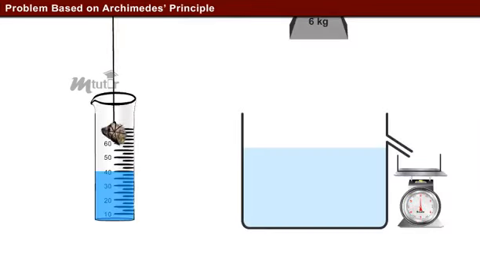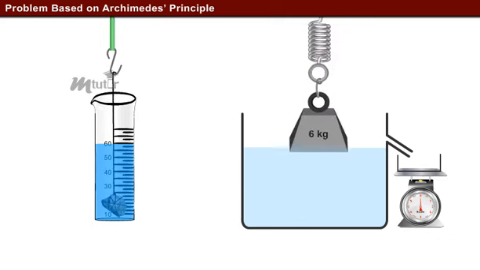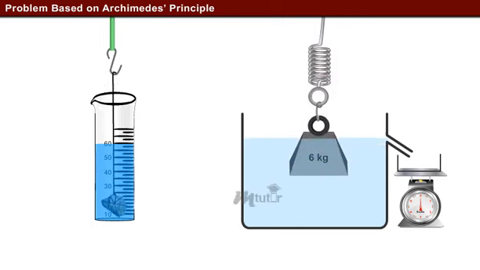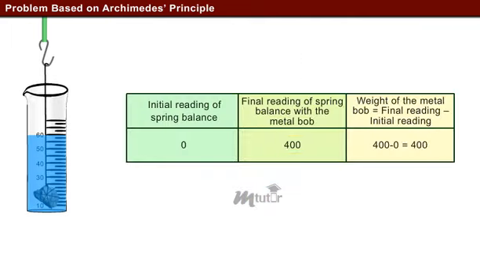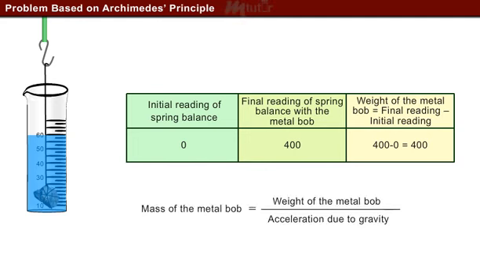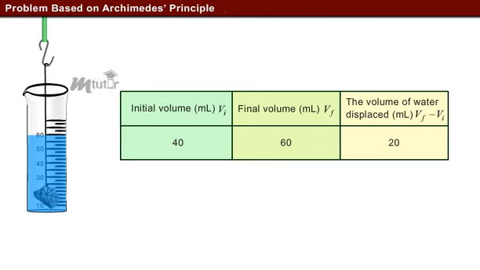This Archimedes' principle is also used to find the density of any object. Let's see how. We have already calculated the weight of the metal bob to be 400 Newton. From this, we can calculate the mass of the metal bob by dividing the weight by the gravitational value. And it is found to be 40.8 grams. We have also calculated the volume of water displaced. Thus the volume of the metal bob obtained is 20 milliliters.